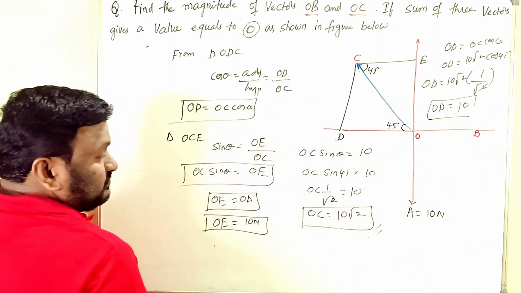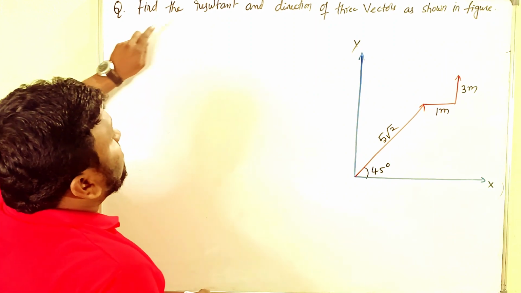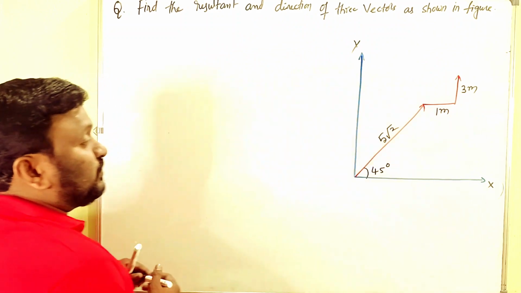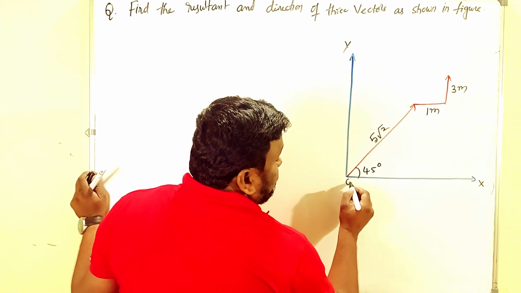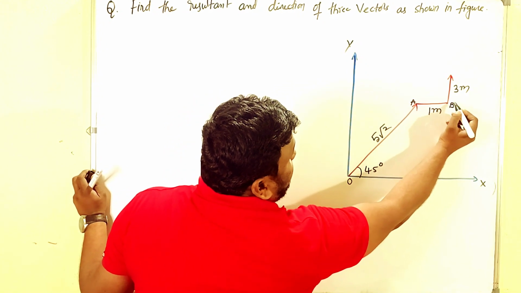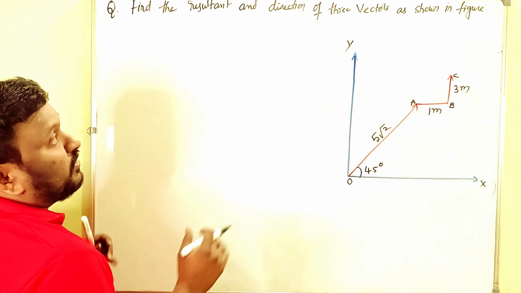Clear? Find the resultant and direction of the three vectors as shown in the figure. So you have to observe this one. There are three vectors. This is O, OA is one vector, AB is another vector, and BC is another vector.